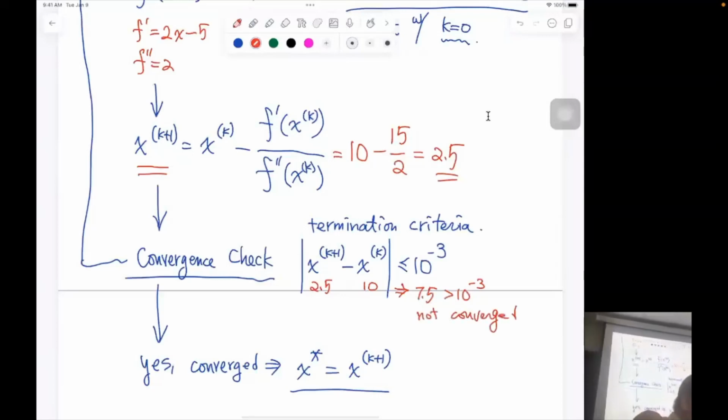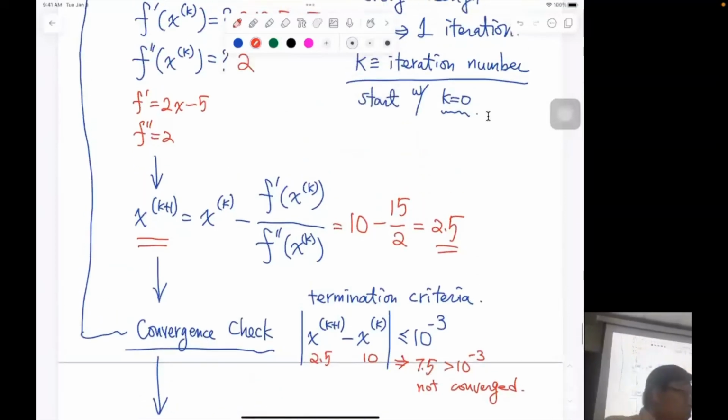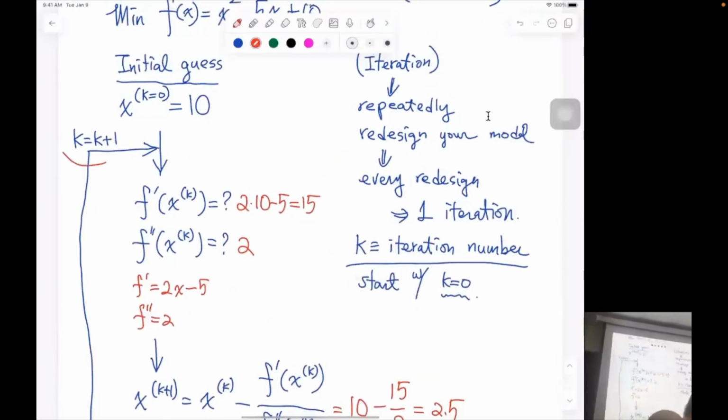So if it's not converged, I need to go back to here. I need to follow the procedure. K equals K plus 1. Earlier, K is 0. Now, K becomes 1, right? So now K becomes 1. In the second round, I'm going to use a different color. I use this pink color. In the second round, F double prime is still 2.